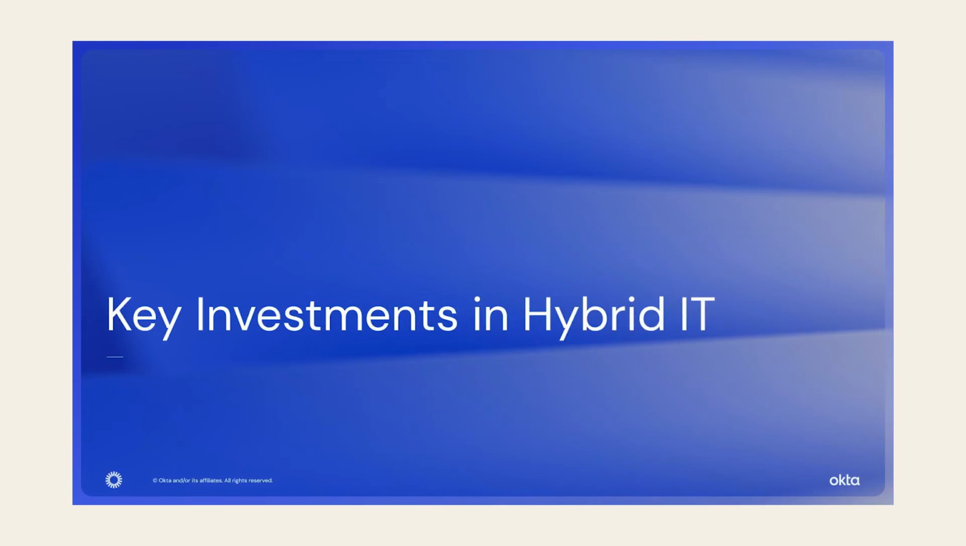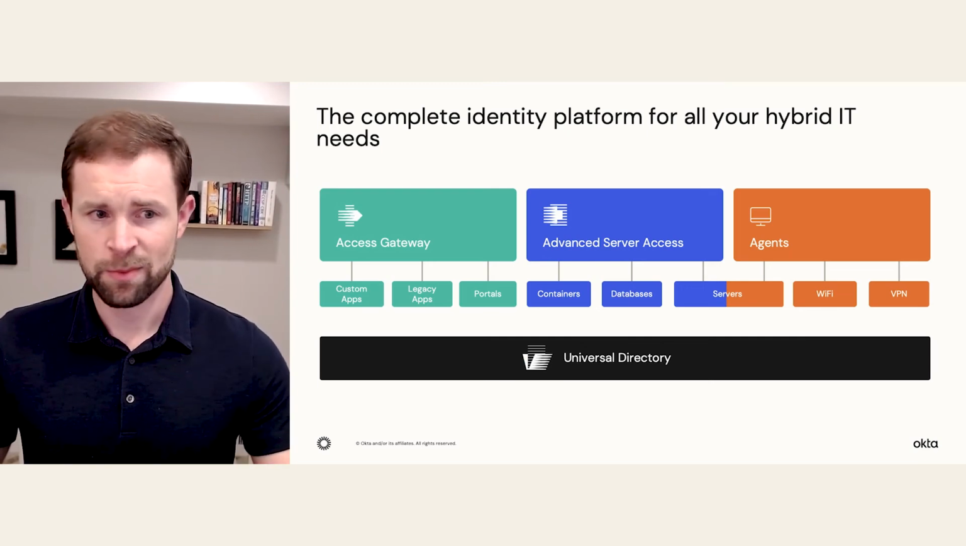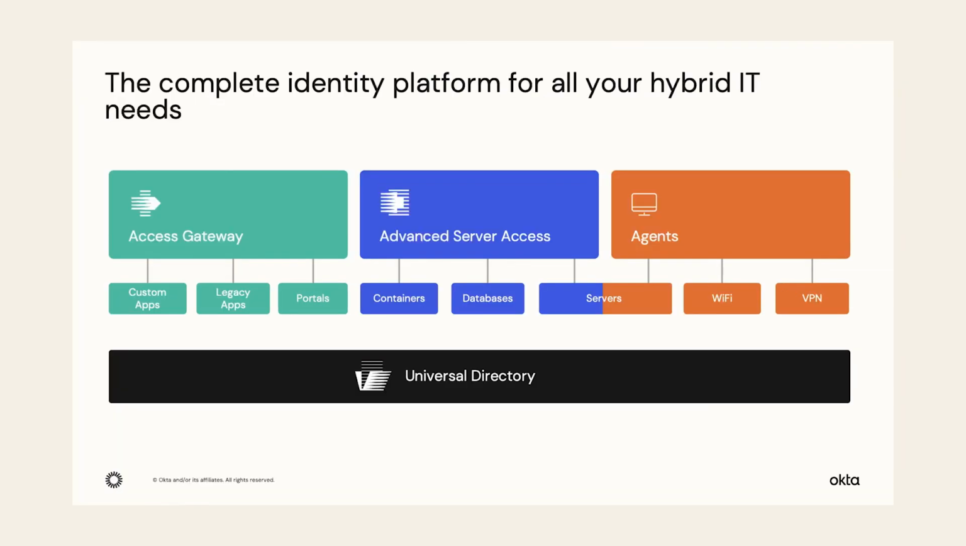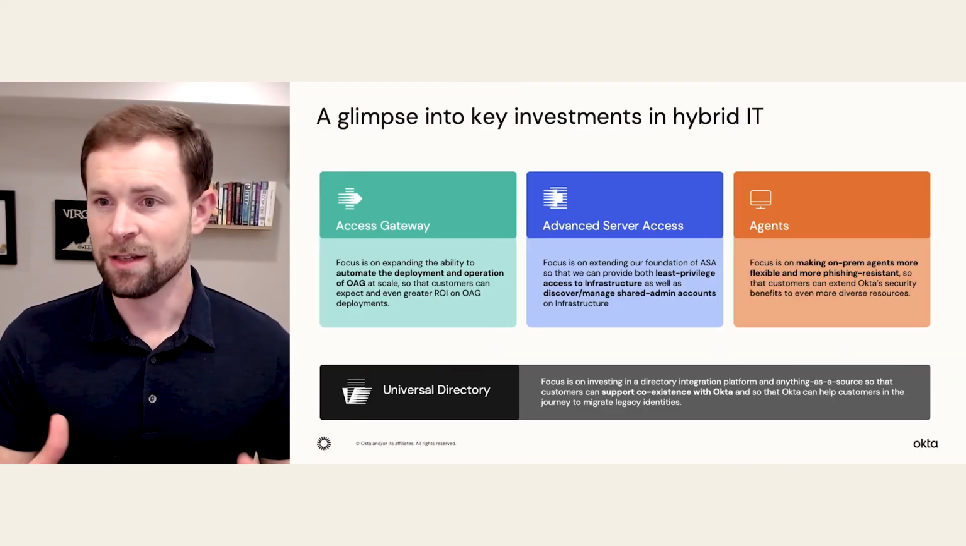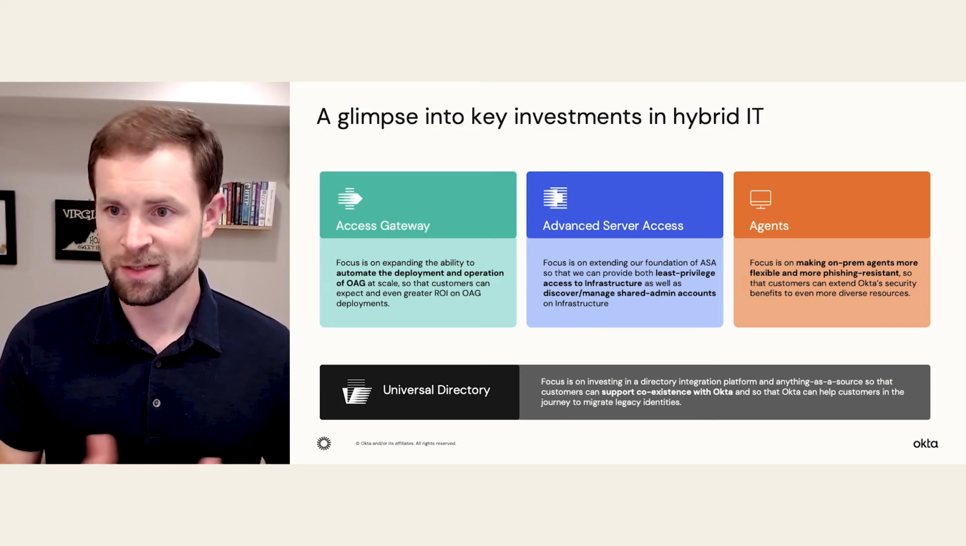So just to recap on the general products that overlap with this space, we have Access Gateway, Advanced Server Access, our agents platform and the individual agent integrations, and then Universal Directory that underpins this from an identity management perspective. And I mentioned this is a glimpse into the investments, but I tried to just characterize how we're thinking about making progress in these areas, right?